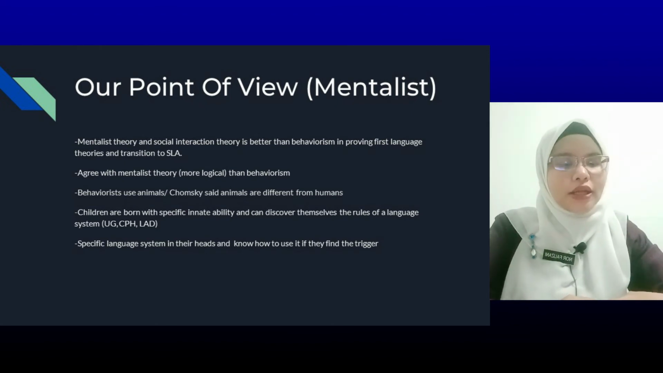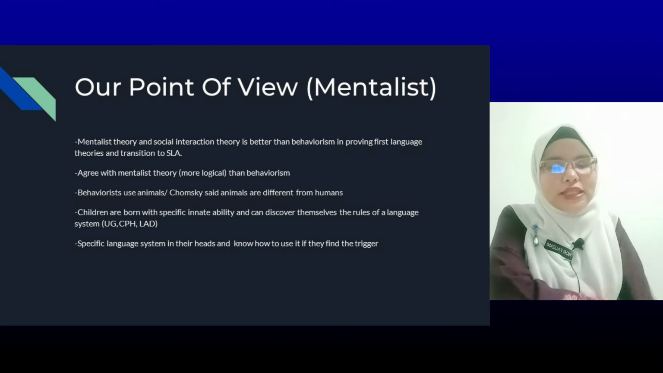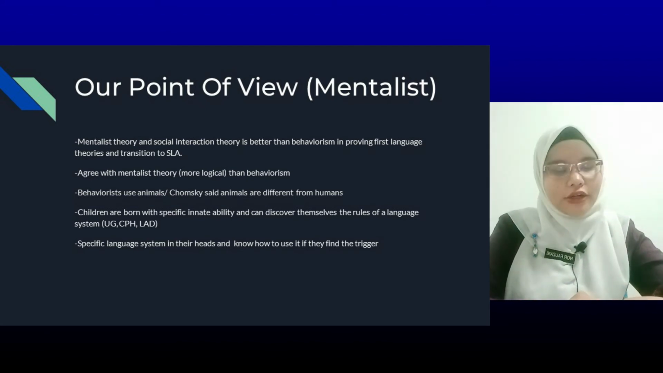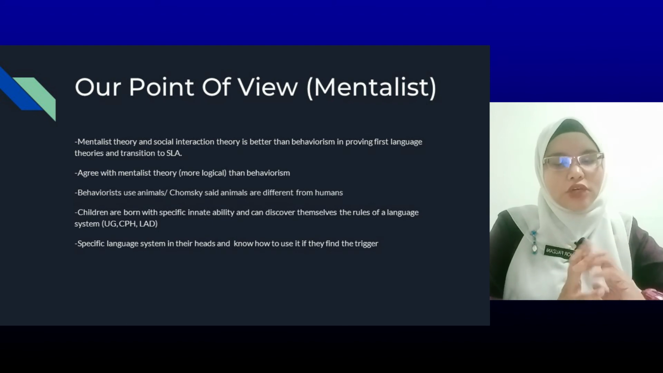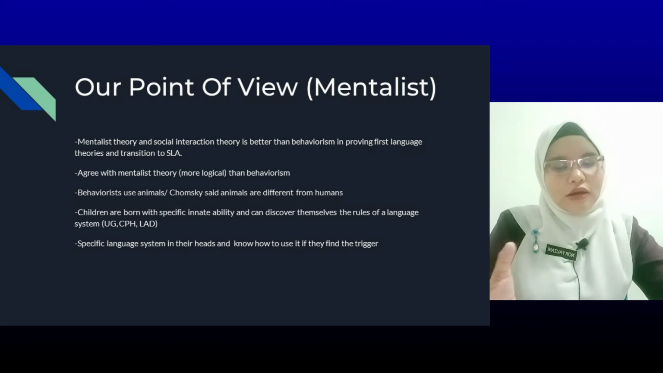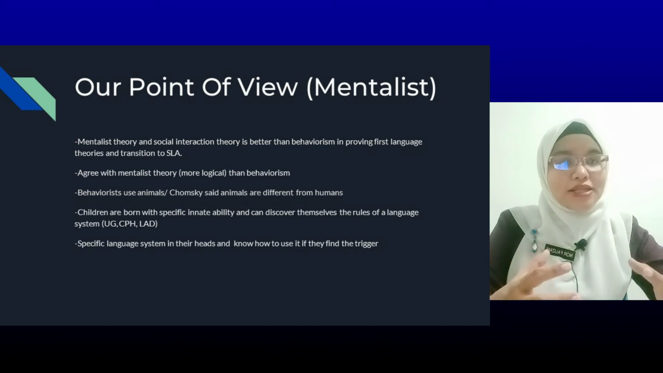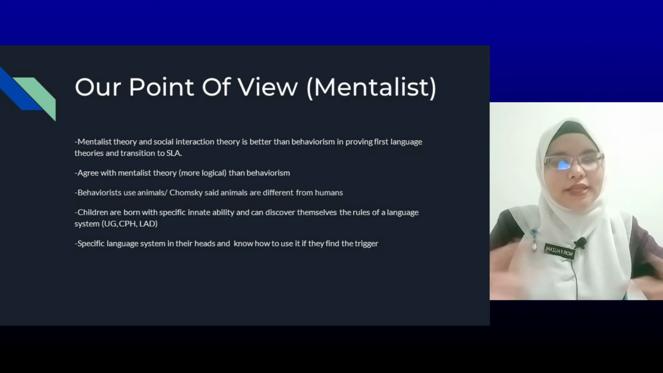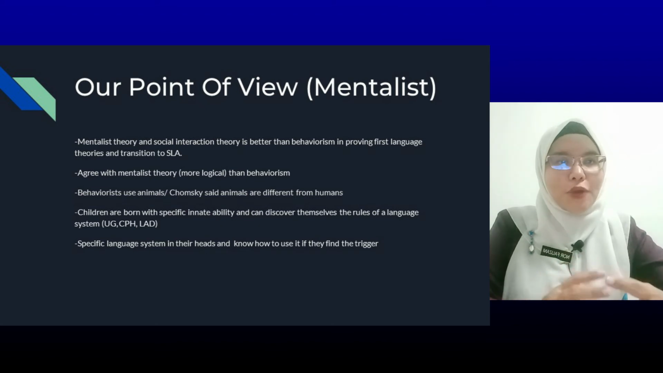We know that children are born with a specific innate ability, and they can discover the rules of language systems themselves with the help of universal grammar, the critical period hypothesis, CPH, and the language acquisition device. These children can use the systems in their brain because all of these systems are actually hardwired in their brain and they know how to use them when necessary.